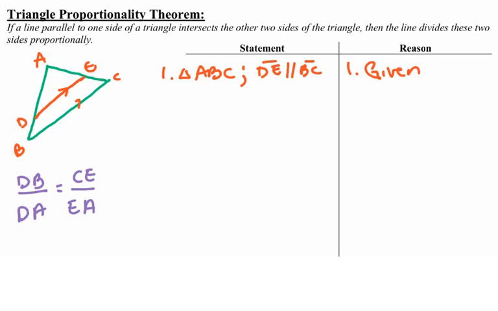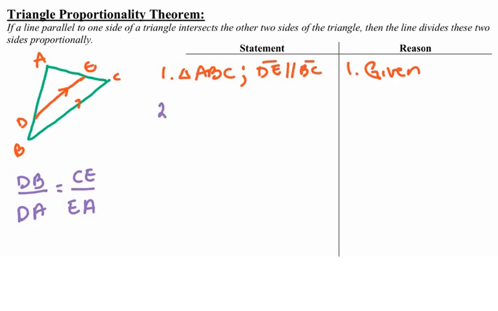So think about similar triangles. If I was able to show that this little triangle there is similar to this triangle there, then that would mean that my sides are proportional, because that's what similar triangles do. So let's try to show that these two triangles are similar.